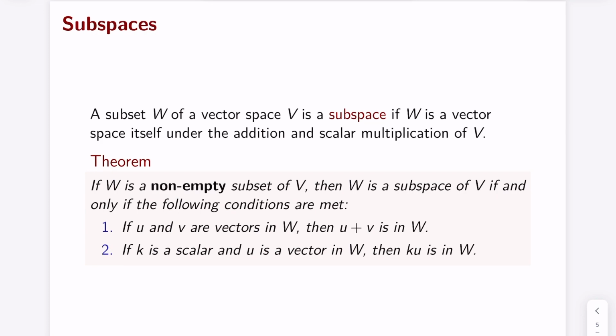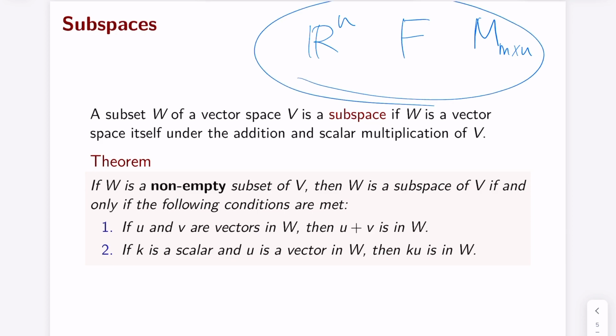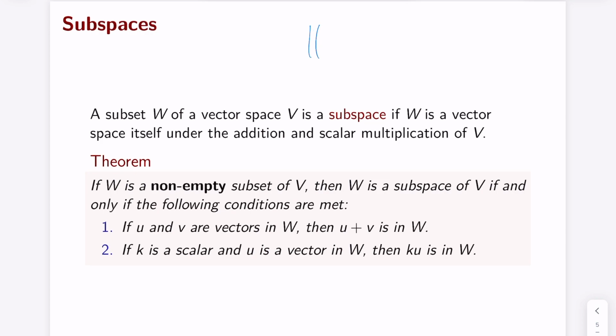Let's see now something that is going to be very useful. Once we know what a vector space is, now we can say we have already examples of vector spaces, right? The Rn that we have seen before is a vector space. The space of the functions is a vector space. The space of the matrices n by n is also a vector space. So now, once we have examples of vector spaces, we are going to be interested in knowing if subsets of them are also going to be vector spaces.